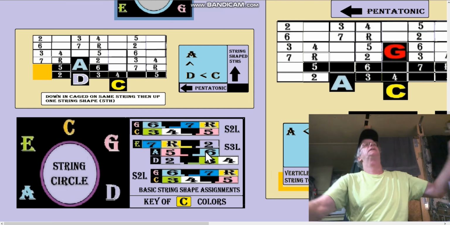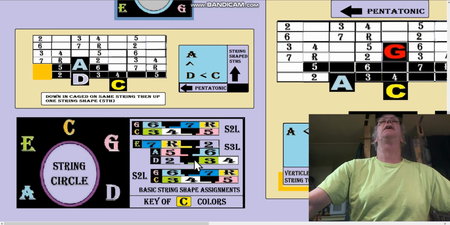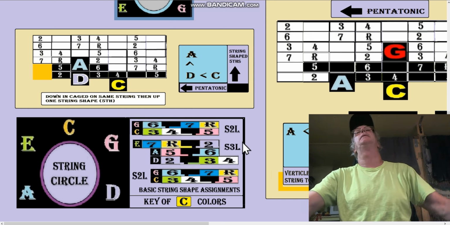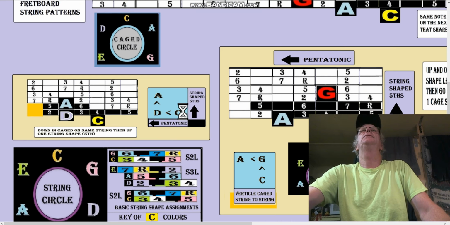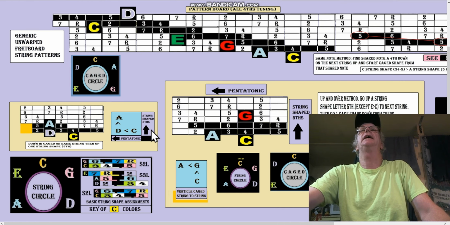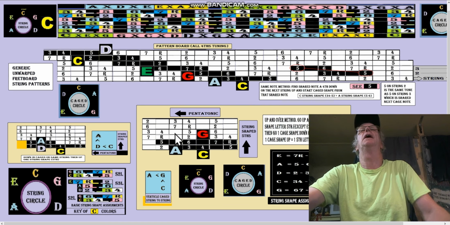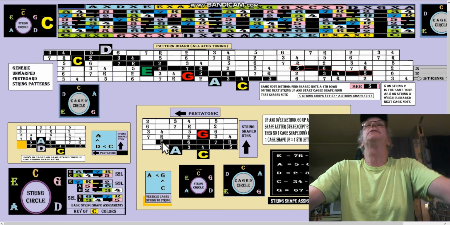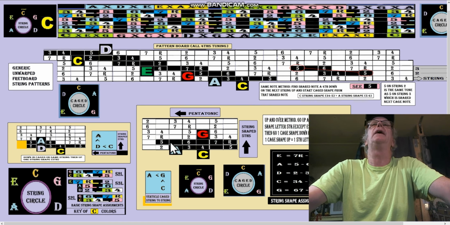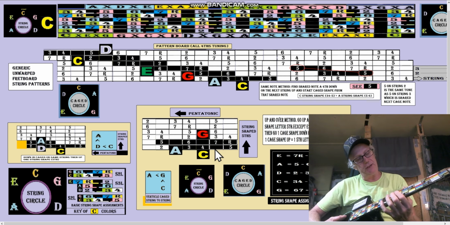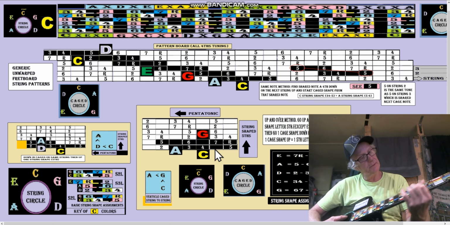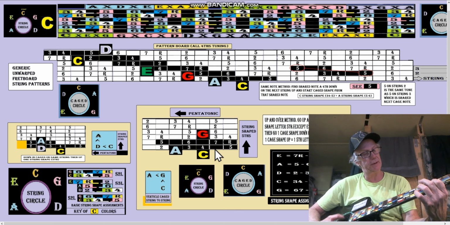So it's important to keep the patterns in mind, because that's how the string patterns stack up. So that's how to get to a cage shape on the next string up. Now I assume it's the opposite going down. So you're either going to go over and down, or you're going to go down and over. So if we're starting on a 5/6 on the second string, okay, here's 5/6 second string.